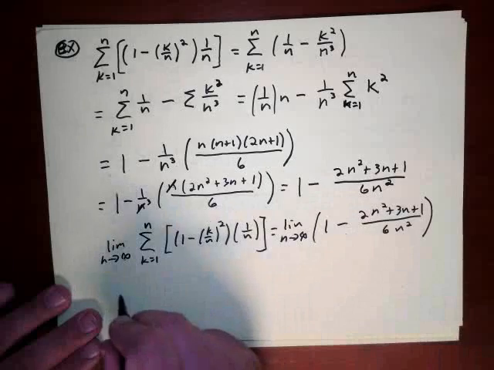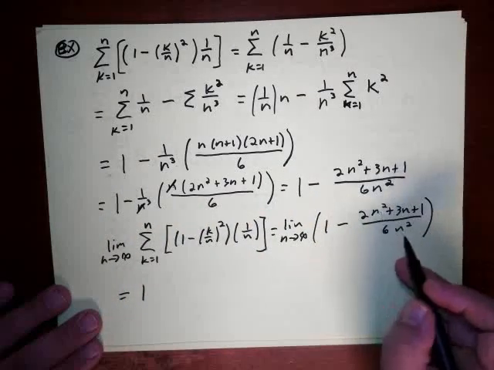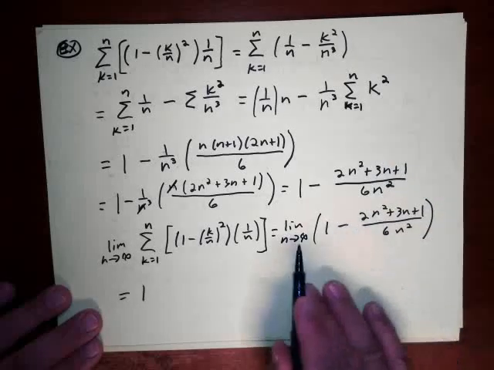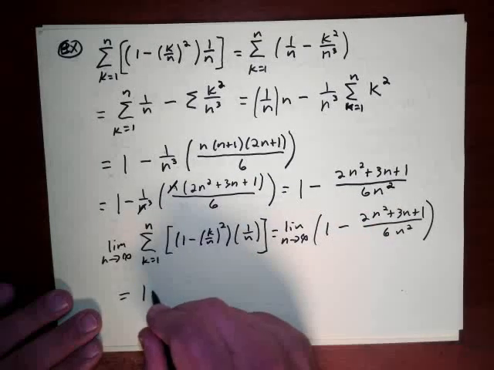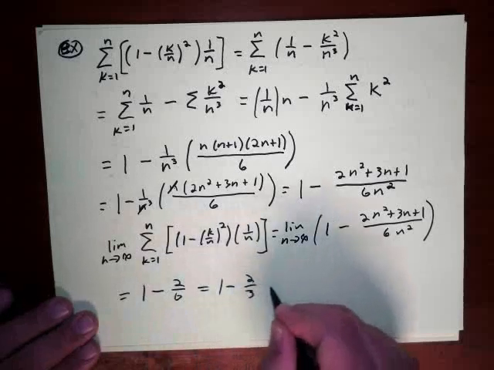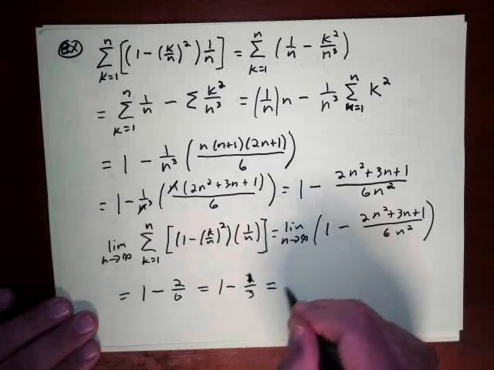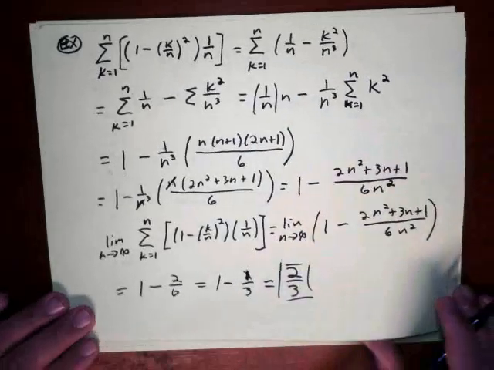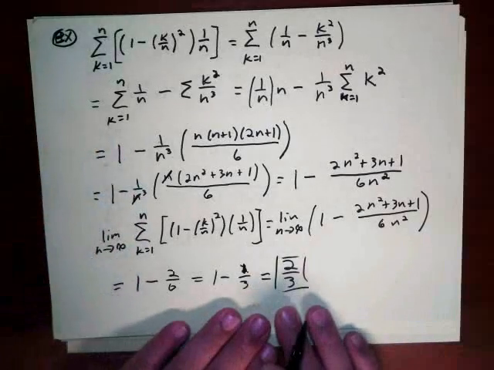And you can take the limit of this as it goes to infinity, because this is a rational function with the same degree on the top and bottom. And so the limit as n goes to infinity of this is the ratio of the leading coefficients. So it's 1 minus 2/6, or 1 minus 2/3. Actually, 1 minus 1/3, which is equal to 2/3. And so as n goes to infinity, I was able to take the limit.